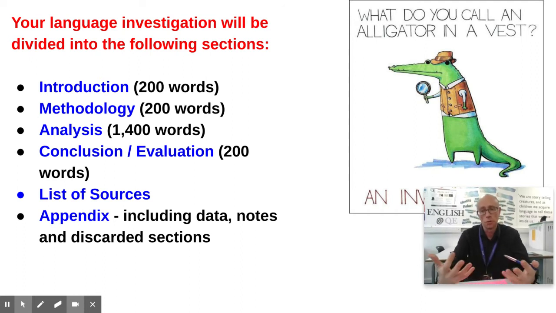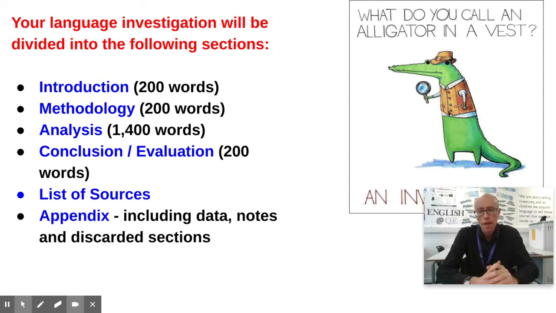Okay, now your language investigation will be divided into sections. Okay, so it's not just like one continuous essay. And here they are. So you're going to do an introduction. The introduction has got to be only about 200 words. Quite commonly, students try and write introductions which are like 300, 400 words long. And that's a big mistake, because then your words there are eating into the words that you could use in your analysis. So keep it trim and concise.